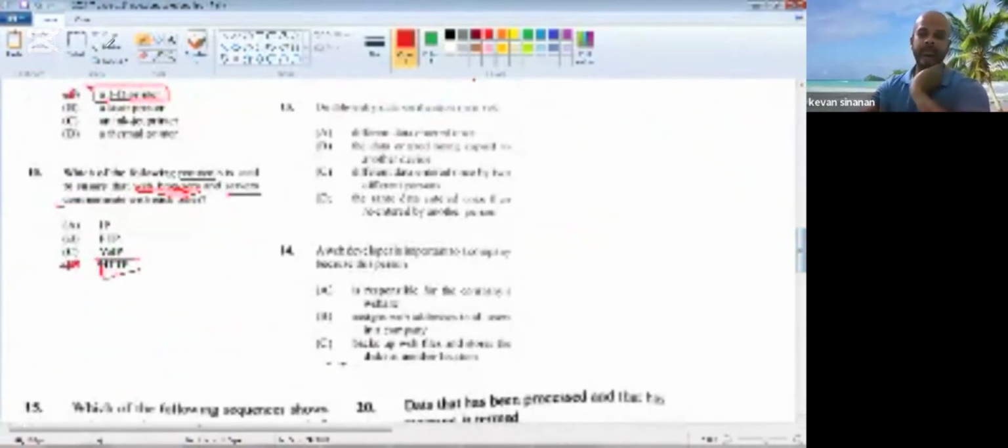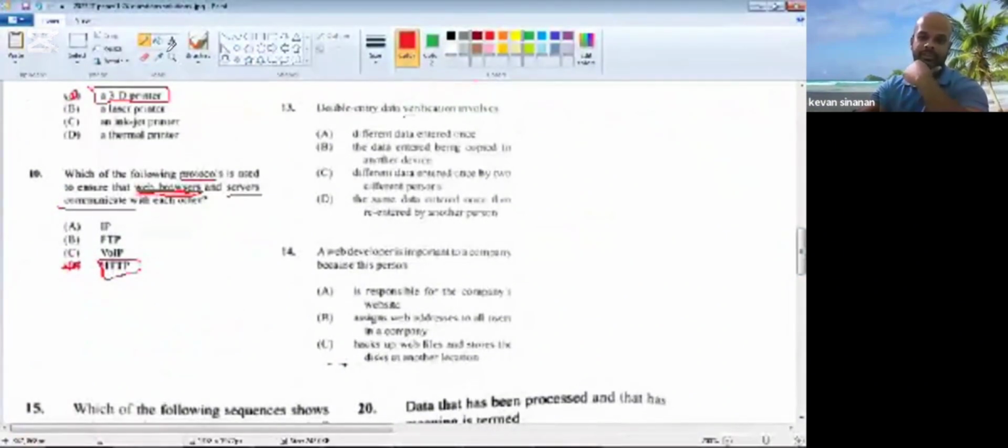Question 13, double entry data verification involves, so verification and double data entry. This first part should give you a clue already. Double entry data, sorry. So let's go through the answers. A, different data entered once. Well, definitely not A, because the data is entered once and we're talking about double entry. So that's not an option. B, the data entered being copied onto another device. That could be a possibility. Let's go through again. C, different data entered once by two different persons.